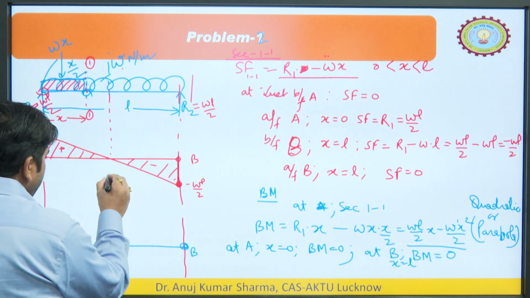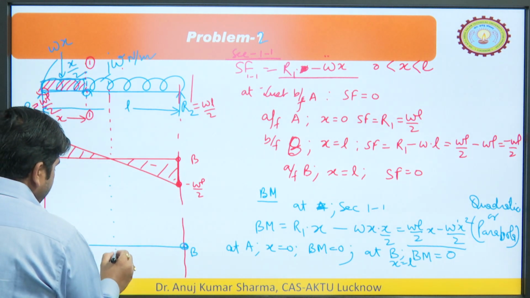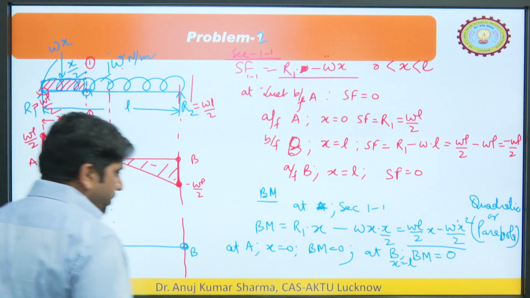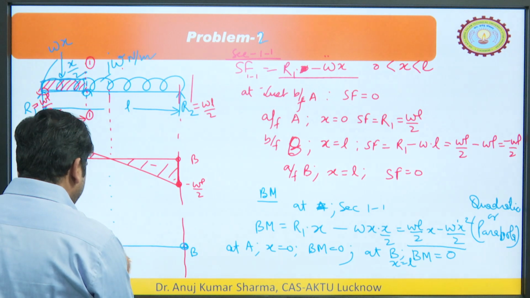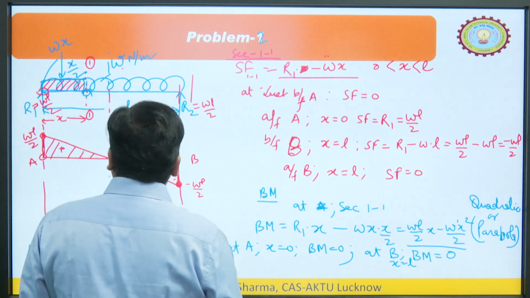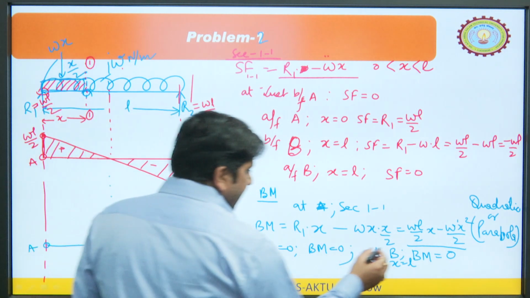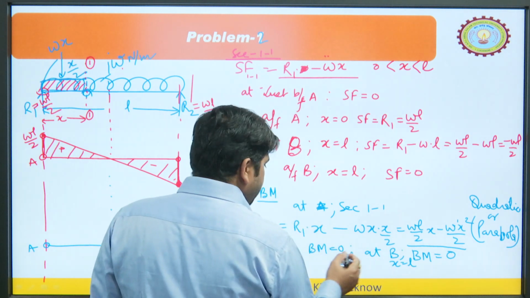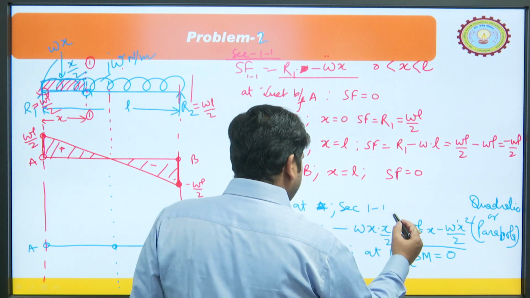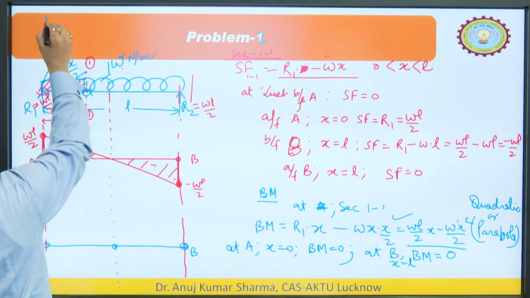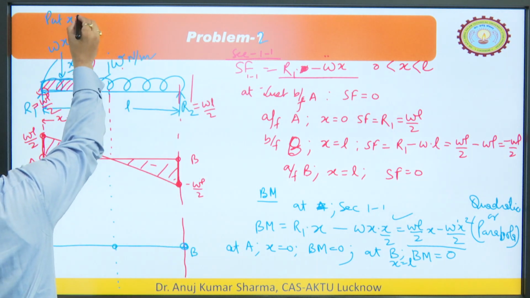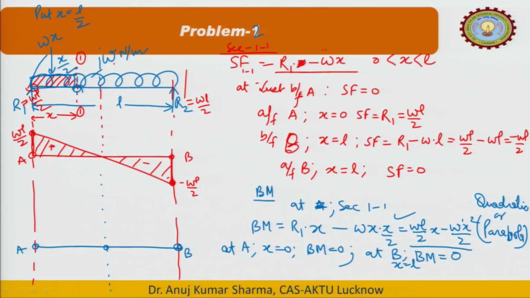So, what can you do? You can calculate the bending moment. We need 3 points to draw the parabola or quadratic function. So, you can calculate the bending moment at the middle point. So, put x is equal to L by 2 in this expression, in the equation.